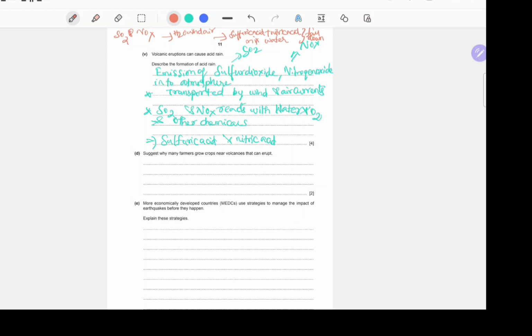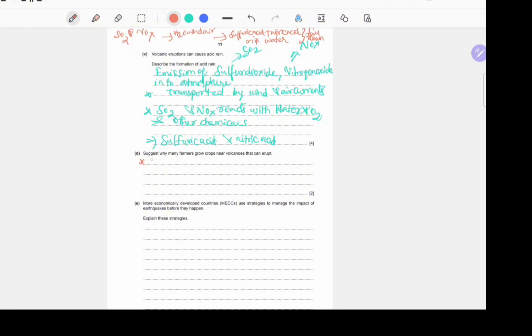Okay, next question. Suggest why many farmers grow crops near volcanoes that can erupt. The main reason is that the land is fertile and produces abundant crops, so it is easy to hold the water, to drain and to fill. Limited land, everything is there. So one by one I will tell you.